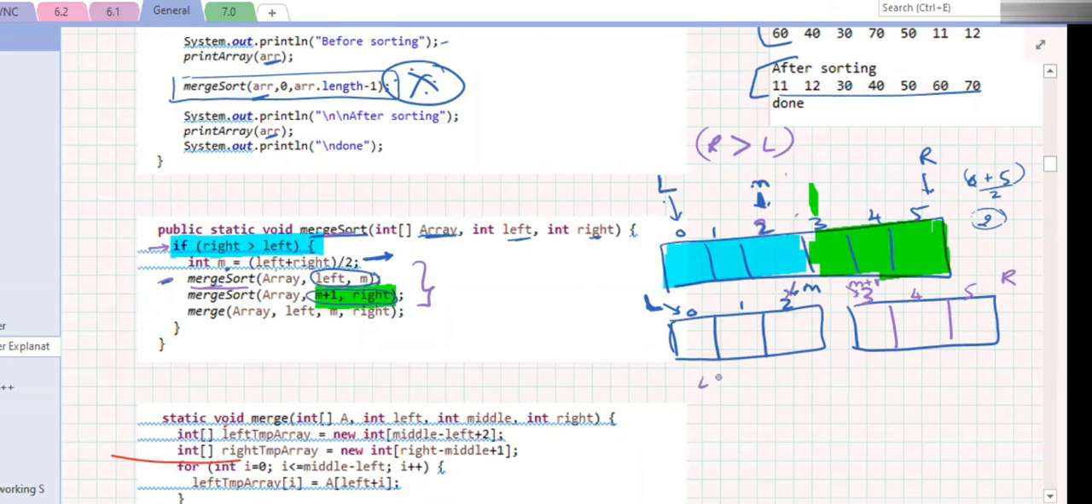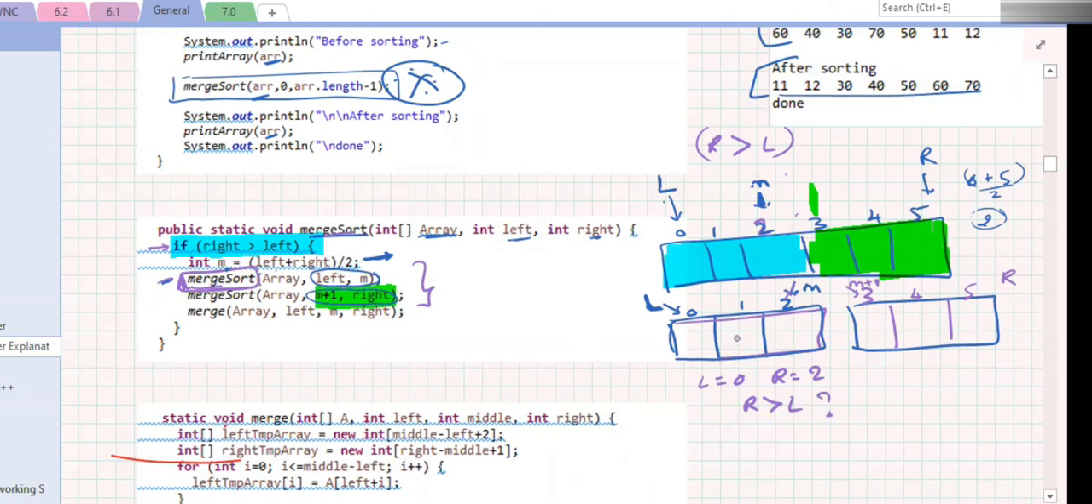So at this point, let's see. Look at this array. What is left here? 0. What is right? 2. Is right greater than left? Yes. So if it is true, what are you supposed to do? Call merge sort again. Yes, you need to recursively call merge sort again.